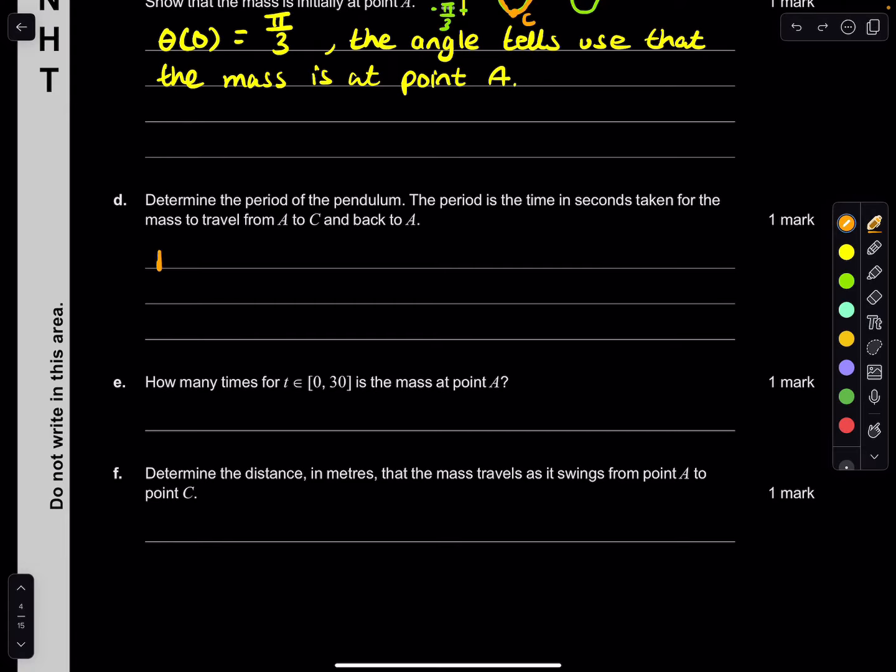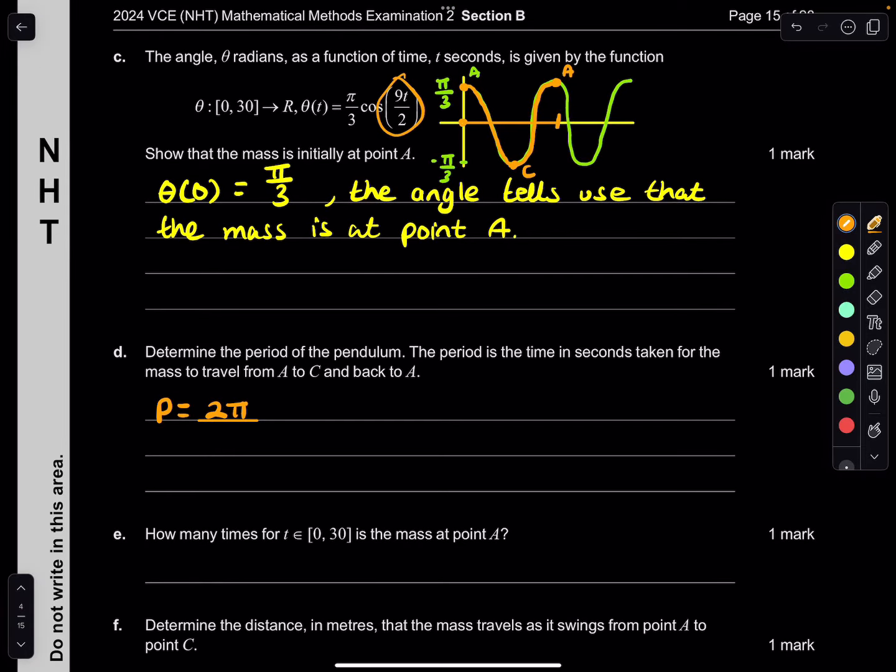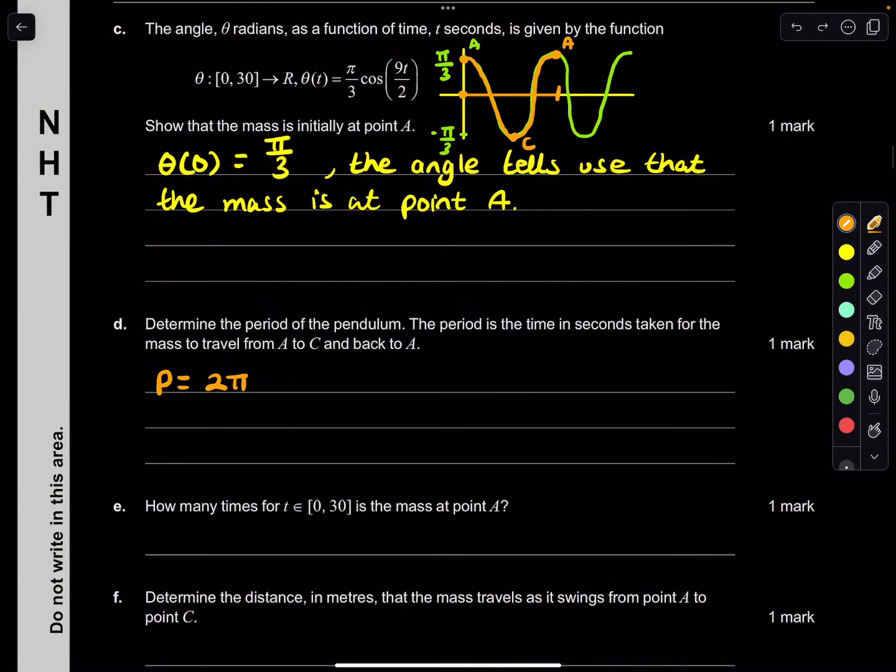So the period is 2 pi divided by, what's the period of this function? 9 over 2, which we can write as 2 on 9. When you divide them, that gives 4 pi on 9 seconds. Beautiful. That's not too bad.